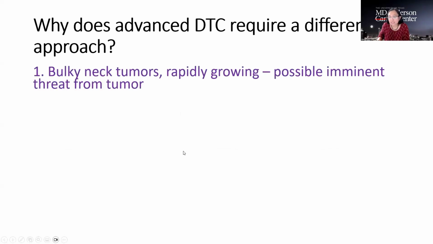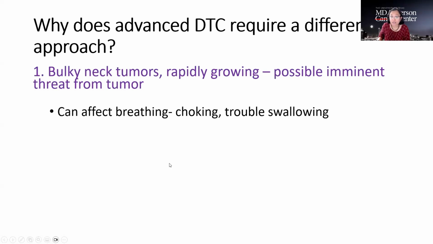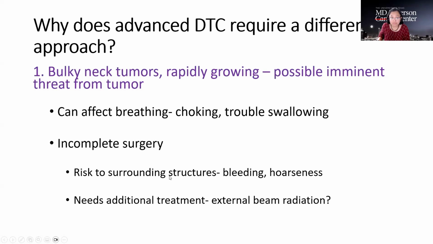So why does it need a different approach? We just talked about earlier surgery, radioiodine, thyroid hormone. Why can't we just do that for it? Because they can affect breathing, choking, they can cause you to choke, they can cause you to have trouble swallowing. And a lot of times it takes time to take you to the OR. They can't always take you to the OR just as you present to the emergency room. So if you don't do something about it quickly, you could have more problems.